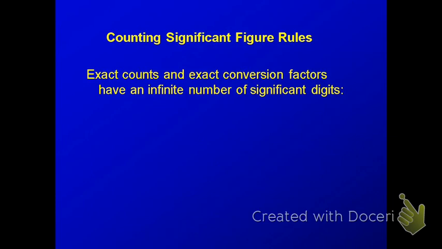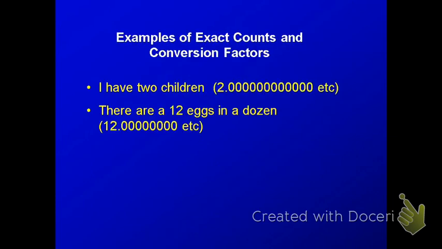There's one last rule. Exact counts and exact conversion factors, we say they have an infinite number of significant digits. For example, I have exactly 2 children. It's not 1.998 or 2.04. They're exactly 2. So I treat that like there's an infinite number of significant zeros. There are exactly 12 eggs in a dozen. So I would treat that like it's 12.000000 on forever.